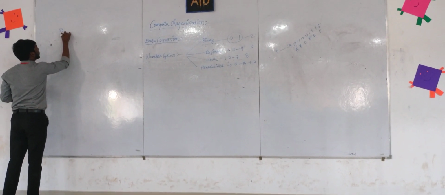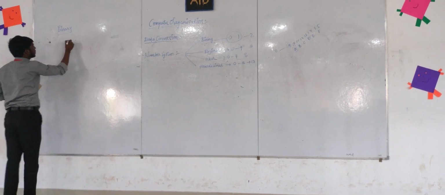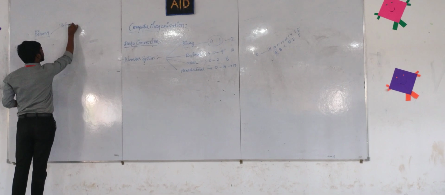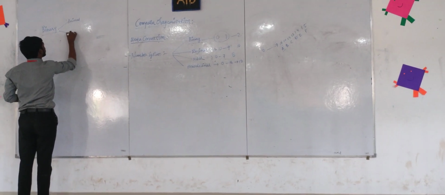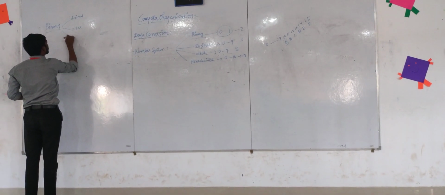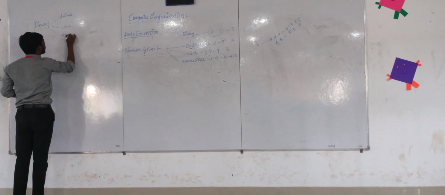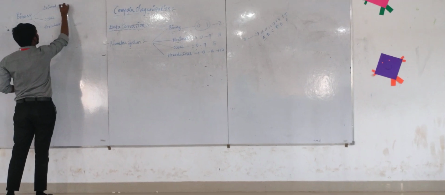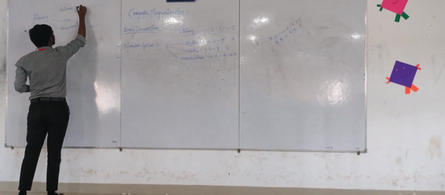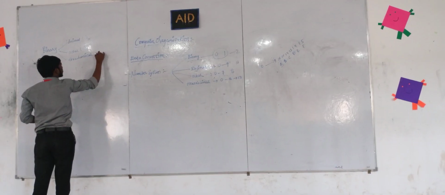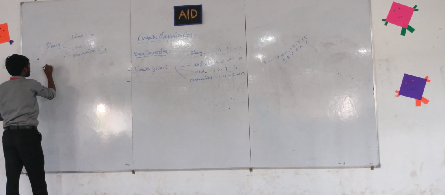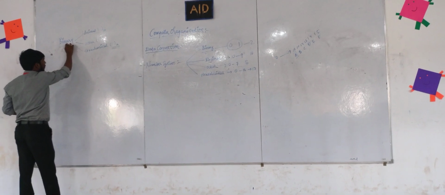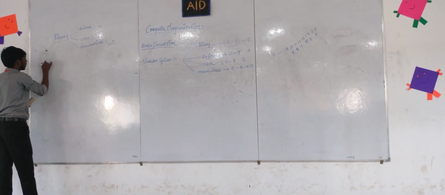Now let me explain binary conversions. So binary to decimal, binary to octal, and binary to hexadecimal. The decimal base is 10, the hexadecimal base is 16, and the binary base is 2. For example, I have taken the first conversion, binary to decimal.